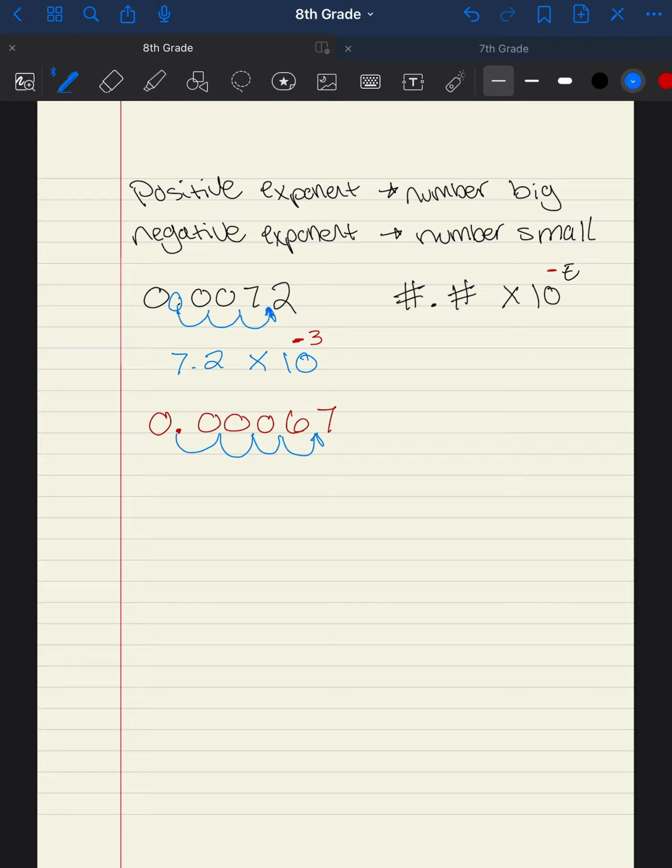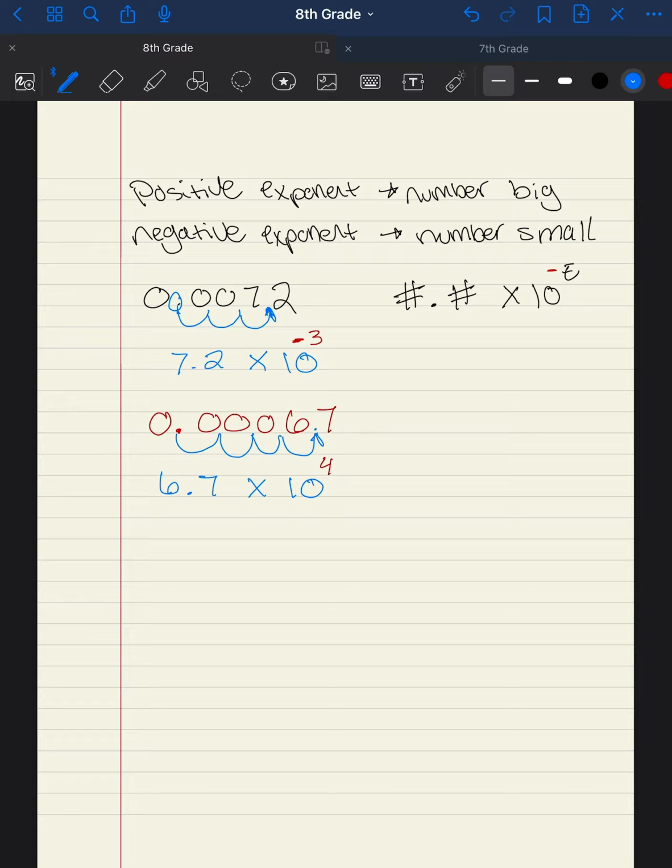Now, my new number is 6.7. Remember, scientific notation, so times 10. Now, in order to get our exponent, we have to count how many times we move the decimal. How many times do we move the decimal? Once, twice, 3 times, 4 times. Meaning my exponent is going to be what? 4.